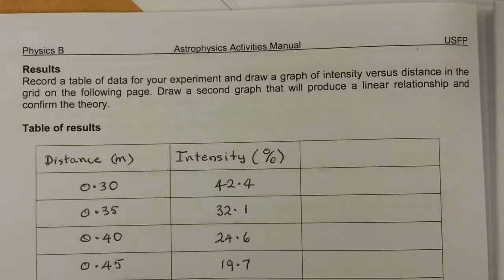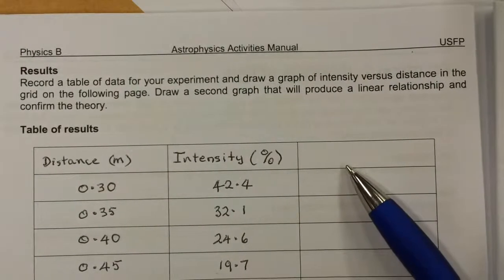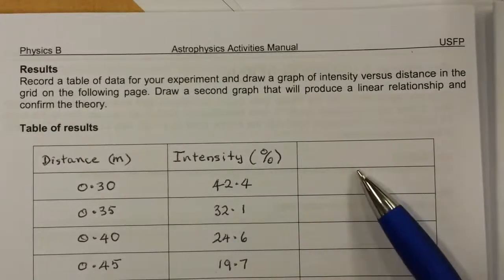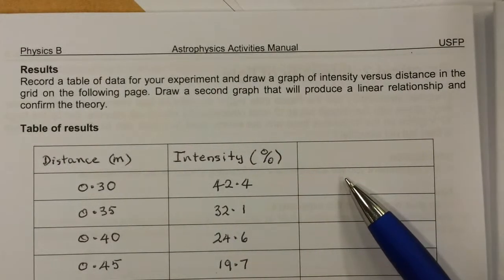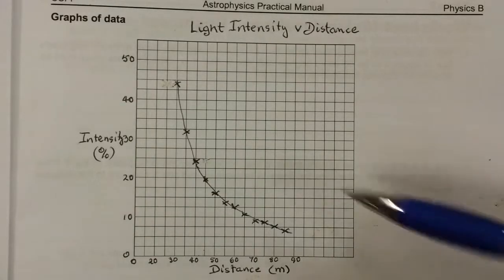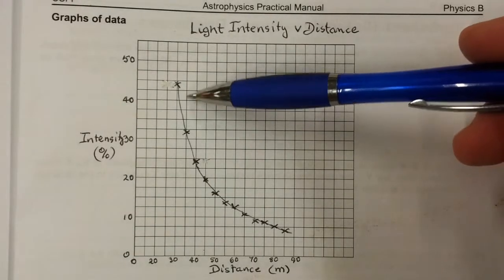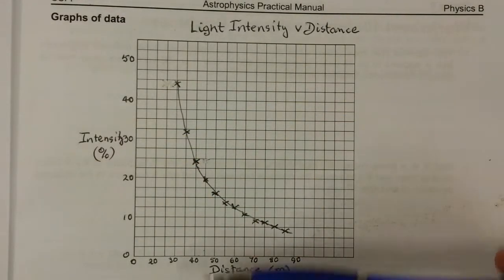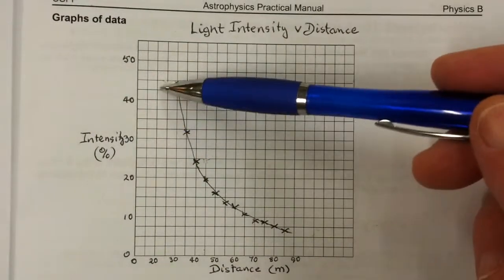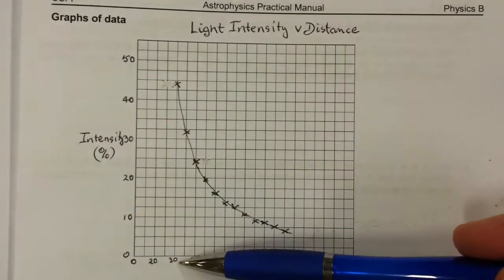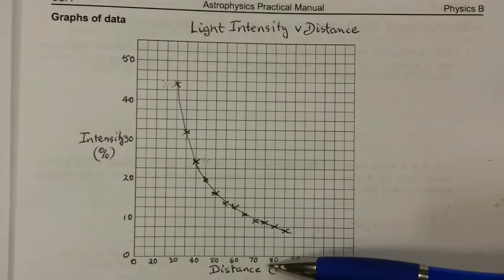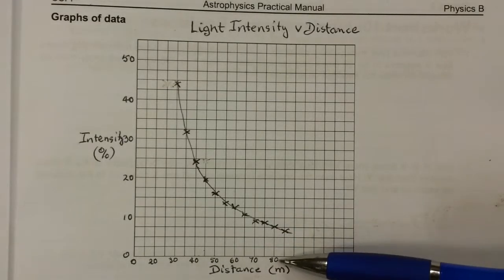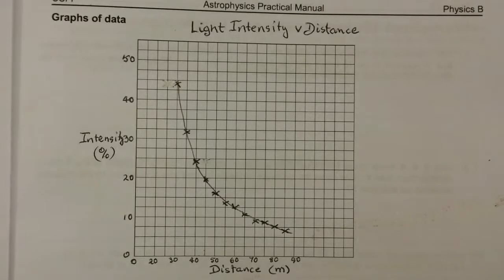Our task now is to draw a second graph, one that will produce a straight line or a linear relationship. So we've got to decide here what we can put here in order to get a straight line. We can see here that there seems to be some kind of inverse relationship between intensity and distance. In other words, the greater the intensity, the smaller the distance. The greater the distance, the smaller the intensity. What we might expect is an inverse relationship.